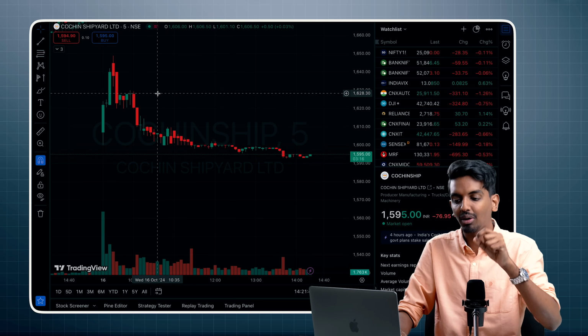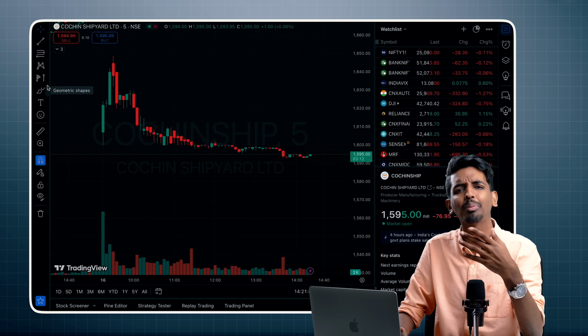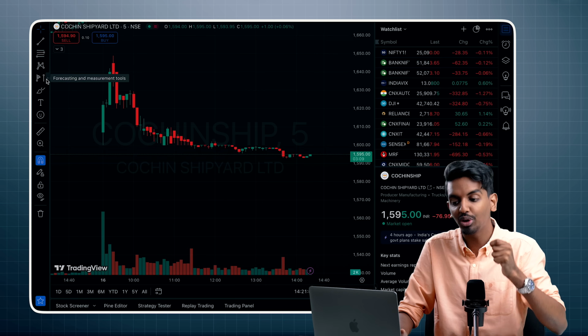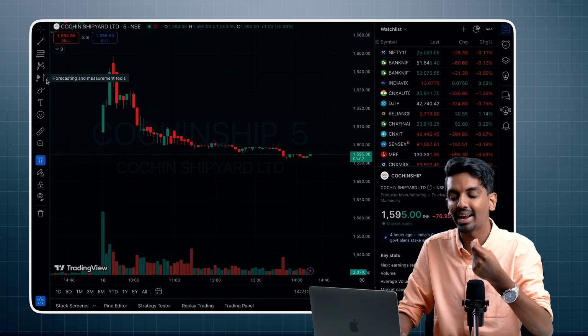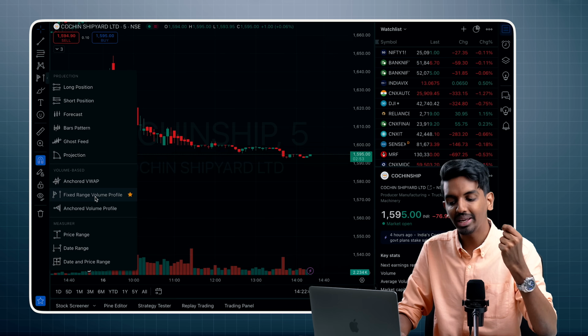So now let's quickly look into how you can practically apply volume profile into a chart by looking at this example here. So first, when you open TradingView, you have to go to the left side of the screen. You have multiple charting tools here. You should come into this forecasting and measurement tool section. Click on that and you have two volume profile based options here.